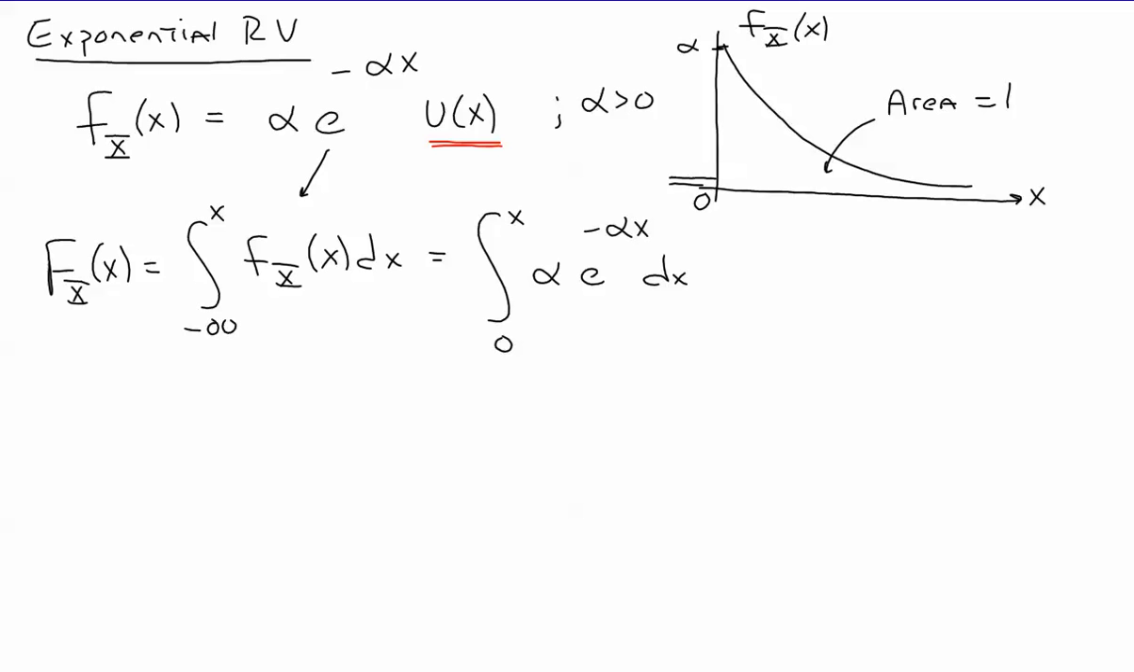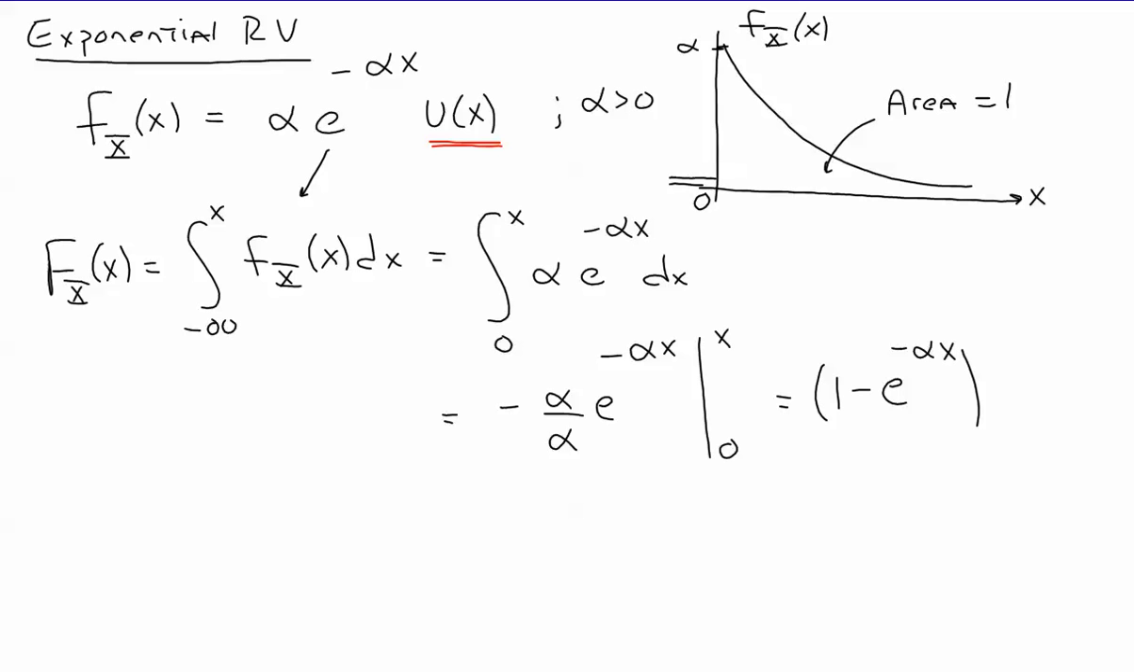All right. We can continue with this. We get negative alpha over alpha, e to the minus alpha x. Evaluate that from the endpoints 0 to x, and that gives me 1 minus e to the minus alpha x. All right, that's performing my integral.